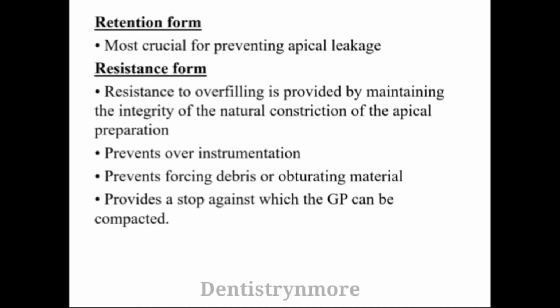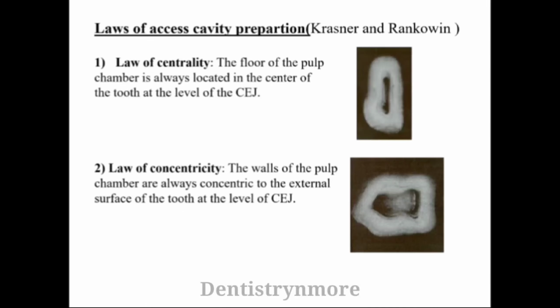And next one is retention form, that is used to prevent apical leakage, and resistance. It is provided by maintaining the integrity of the natural constriction of the apical preparation. So it also prevents over instrumentation. And now we are moving to the laws of access cavity preparation, and there are 6 laws. The first one is law of centrality.